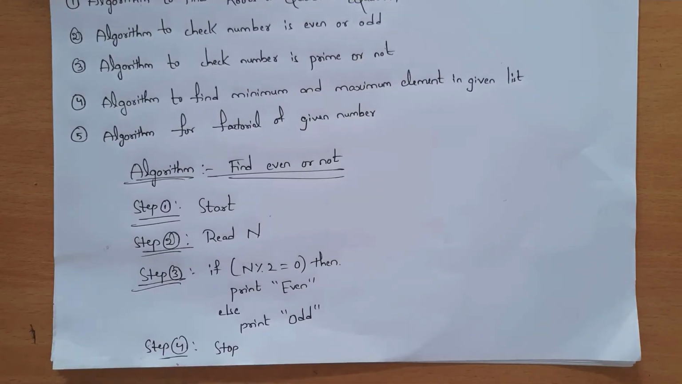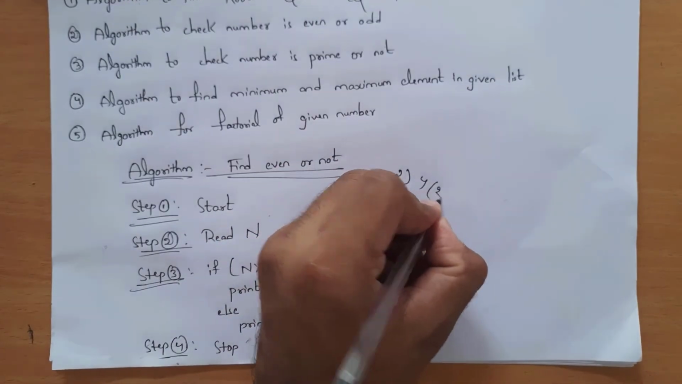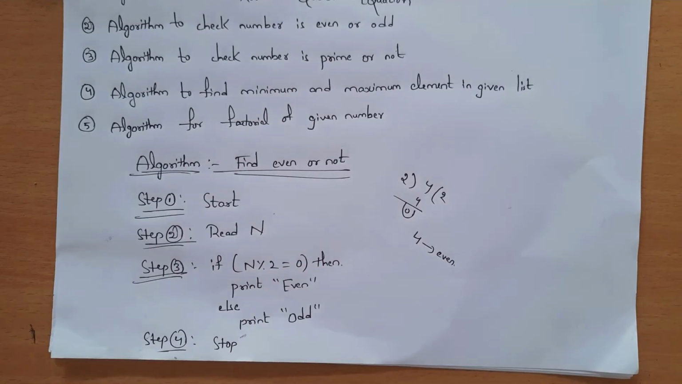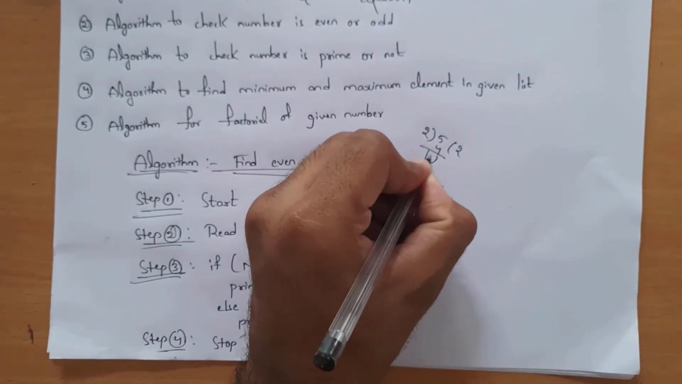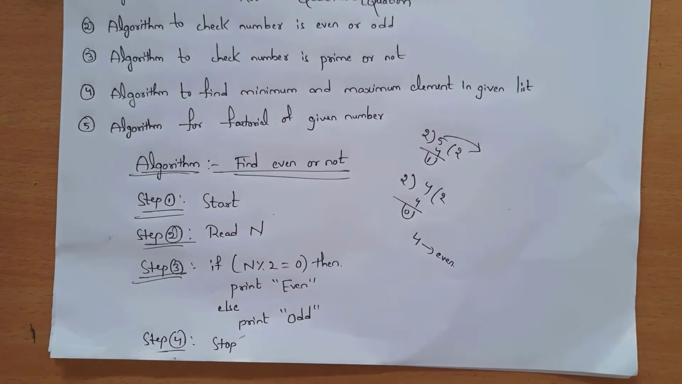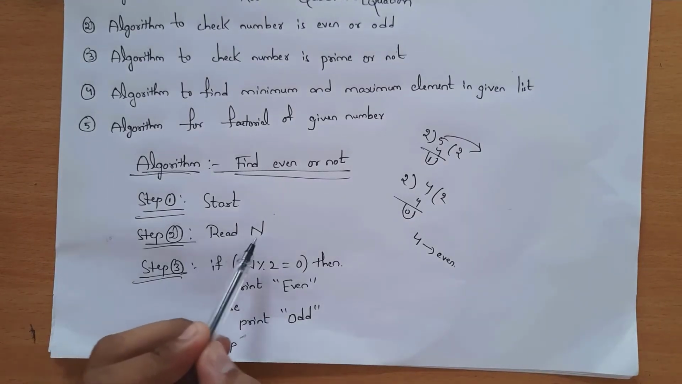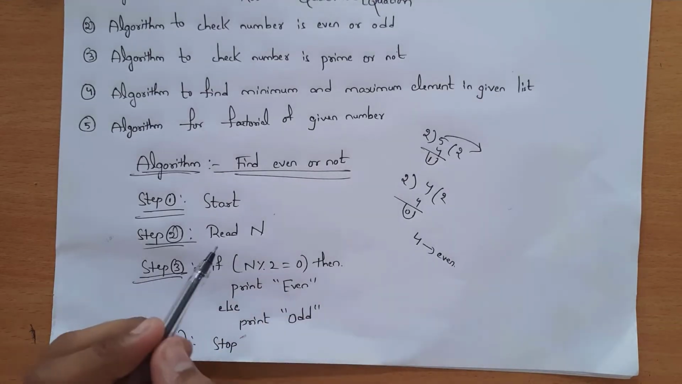For example, if we divide any number by 2 and we get remainder 0, then we consider it an even number, else it is an odd number. If you consider number 4 and divide it by 2, we get remainder 0 because 2 2s are 4, so 4 is an even number. If you consider number 5 and divide it by 2, 2 2s are 4 and the remainder is 1, so 5 is not even, it is an odd number. For every algorithm, step 1 is start and step 2 is read n, that is, we are reading any number like 5, 4, etc. So here I wrote read n.